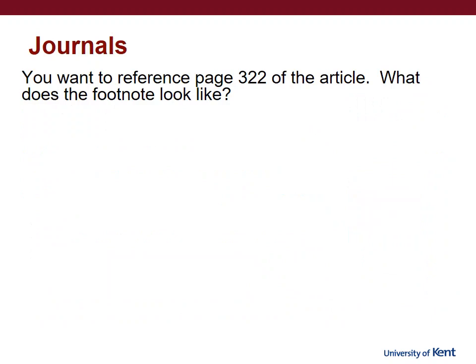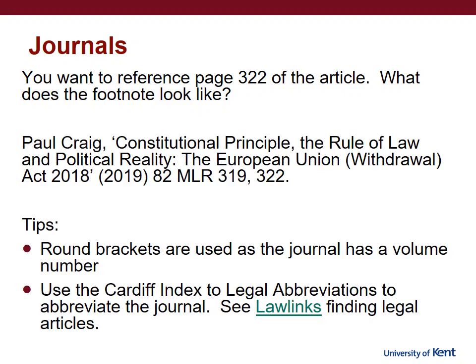Say you want to refer to page 322 of the article, what does the footnote look like? You can see here it starts with the author again, first name, surname, the title of the article in quotation marks, and then the other publication details such as the year, the volume, the abbreviated version of the journal, that's MLR, which stands for Modern Law Review, and then the first page. But you've also got the pinpoint of page 322 that you wanted to refer to in the article.